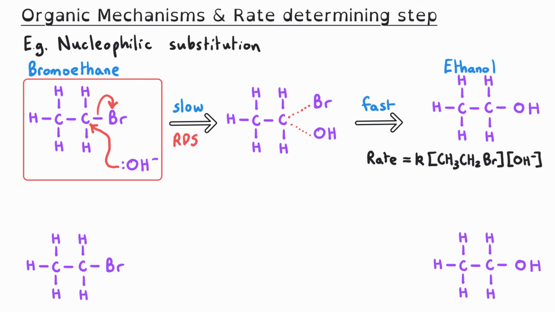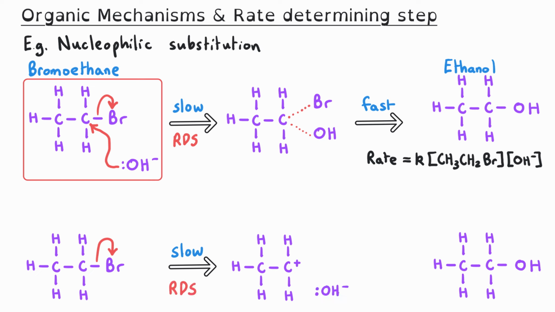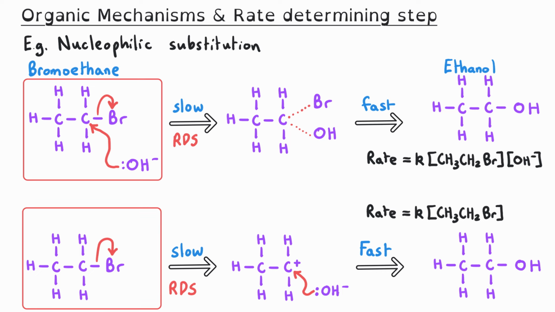In the second option, we still get nucleophilic substitution occurring, but first the halogen breaks its bond to the carbon, and this produces a carbocation in a slow step, the rate determining step. And then in part 2, the hydroxide ion nucleophile attacks the carbon in the carbocation, and we produce our alcohol. And this second step is much faster. And since the first step is the rate determining step, and this only includes the halogenoalkane, that's the only chemical that appears in the rate equation.